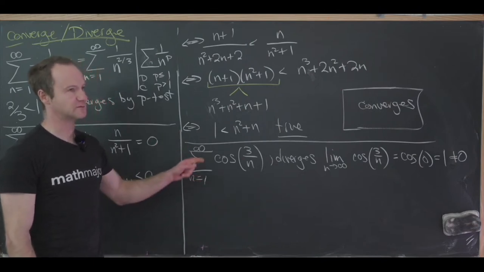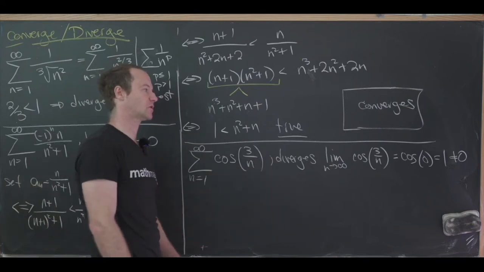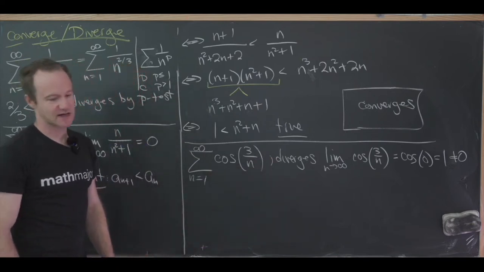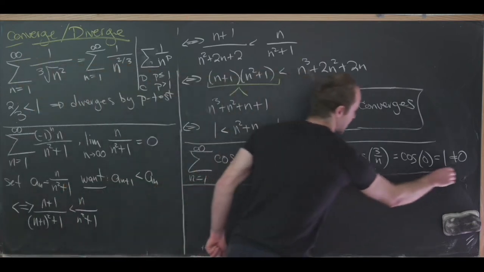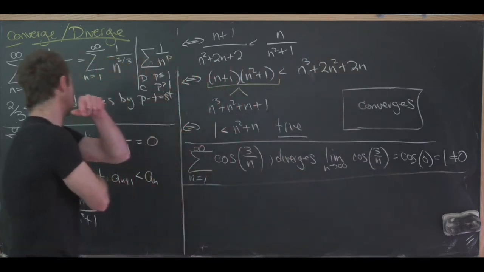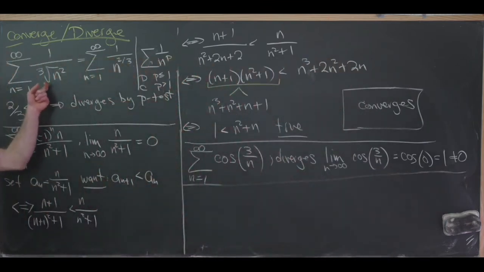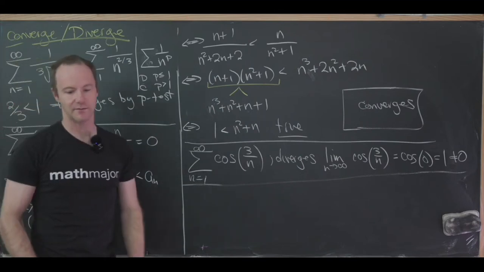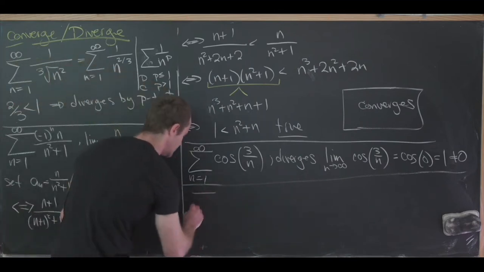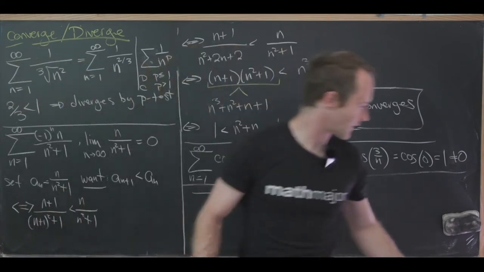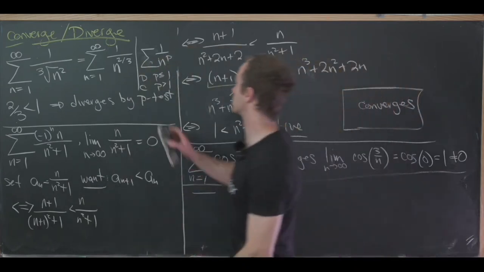So if the terms of a series do not tend towards 0, the series diverges. Of course, the converse is not true. And in fact, this example right here is an example of the converse not being true. Okay, let's do maybe one more, but I don't think we have room right here. So let's do it up here on the other side.